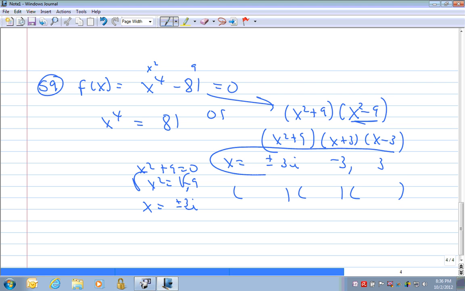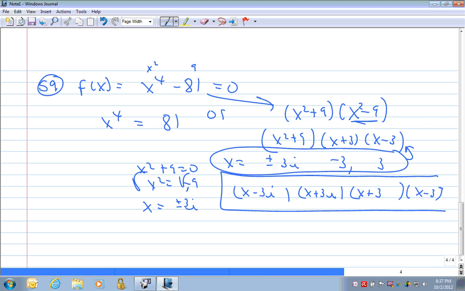To write them as factors, you're going to write all the factors. Regardless of how you find your solutions, you can always go back and write the factors. The factors are right above us, but let's talk about if you started with a solution. Since this is positive 3i, you would have had x minus 3i. If this is a negative 3i, you would have had x plus 3i. This is a negative 3, so you would have x plus 3. And this is a positive 3, you'd have x minus 3. And that is your product of linear factors.